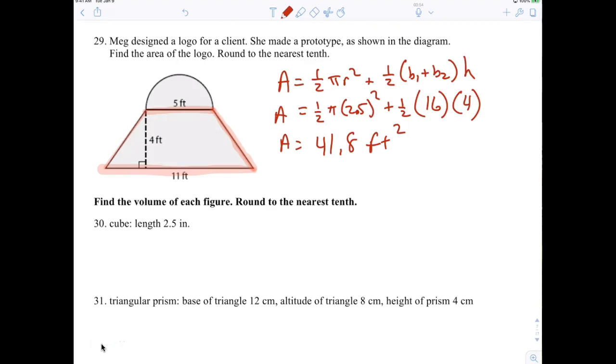Couldn't the one half... No. 41.8. You got one right, fine. No, we can't cancel the 1/2 out. All right.